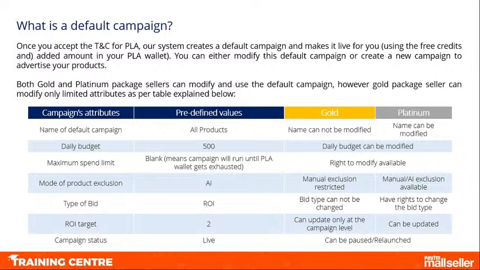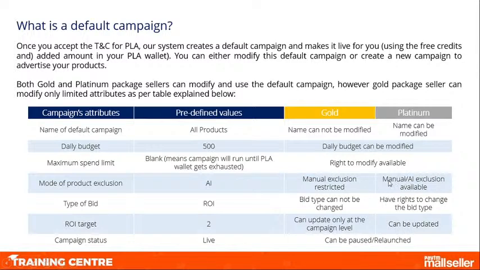However, Gold package sellers can modify only limited attributes. As you can see in this table, the Gold member cannot modify the name of the default campaign. However, the name can be modified by a Platinum member. Daily budget can be modified by both the Gold and Platinum package sellers. Gold members and Platinum members both have the right to modify the maximum spend limit.